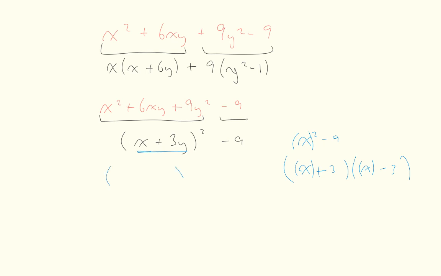So I'm going to do the exact same thing, right? They're going to be both plus 3 and minus 3 from the minus 9. The first half of the square is x plus 3y in both cases. So I've actually factored this down to x plus 3y plus 3 and x plus 3y minus 3. So we actually have factored this down to 2 trinomials.